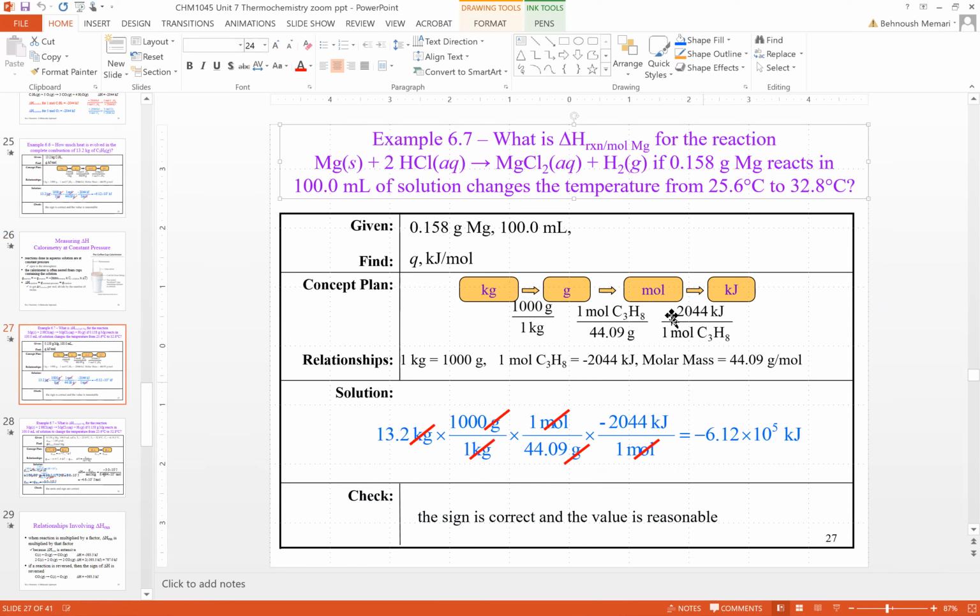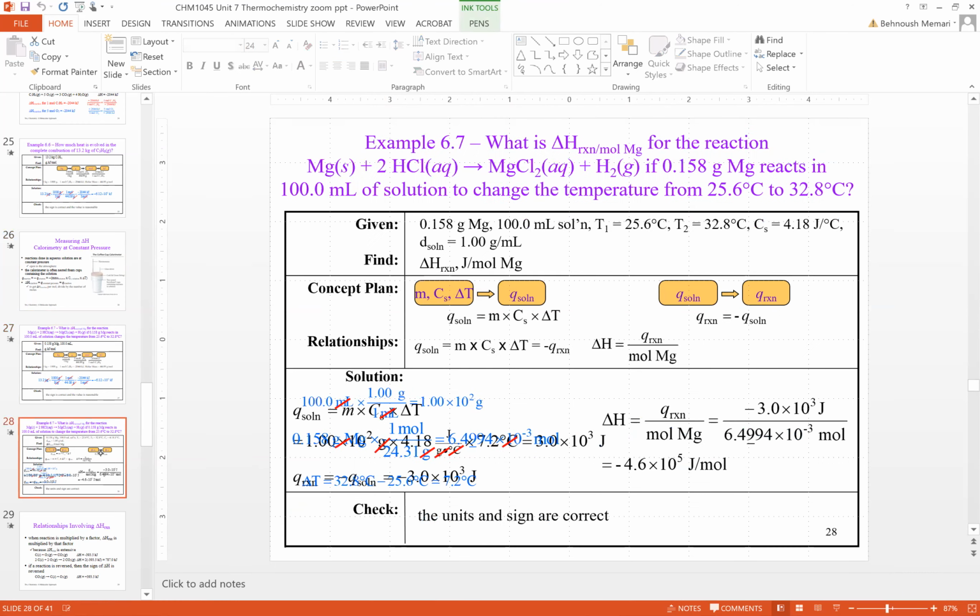For 13.2, the sign is negative. So let's look at the next step. What is the delta H per mole of magnesium for this reaction? So we want to find the delta H per mole of magnesium.